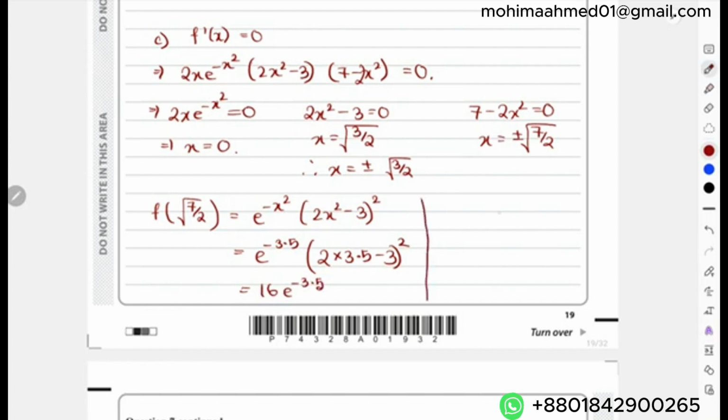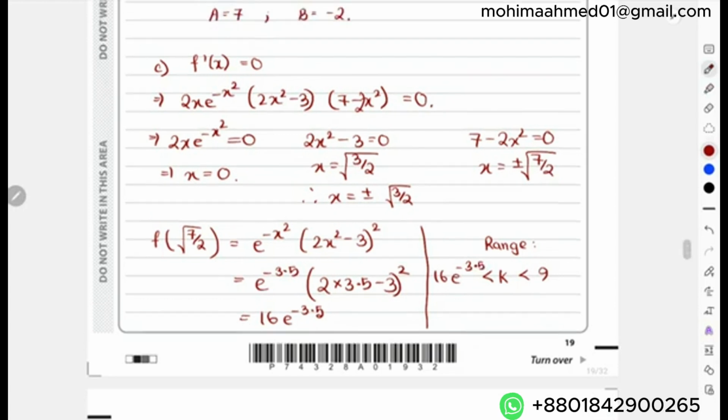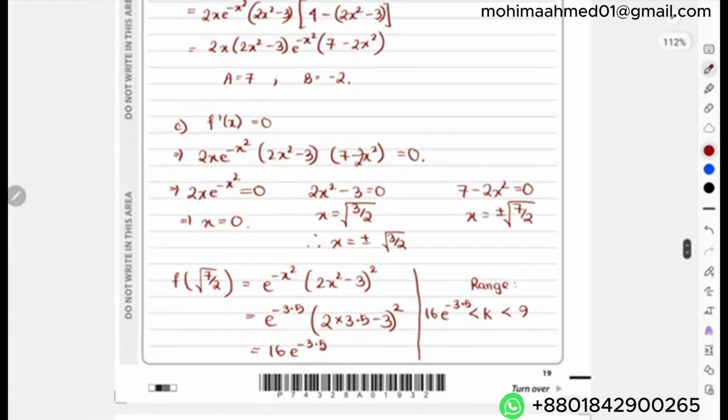So for the range, your value for k should always be less than 9, not exactly equal to 9, because if it is equal to 9, then the graph will be cut at one point. Again, it should be greater than this lower part, because if it is equal to this part, then the line will be cutting the graph at 4 points, so that is also not needed. So just write minus 3.5. Right, so this is the final answer for question 7c. I hope it was clear enough for everyone to understand. We'll move on to question 8 quickly.